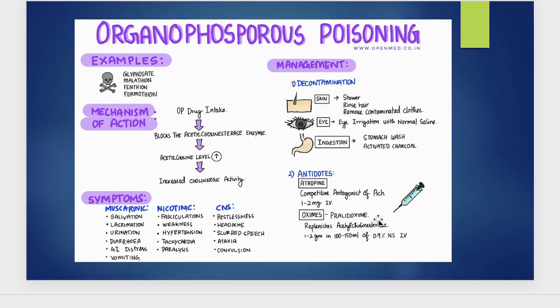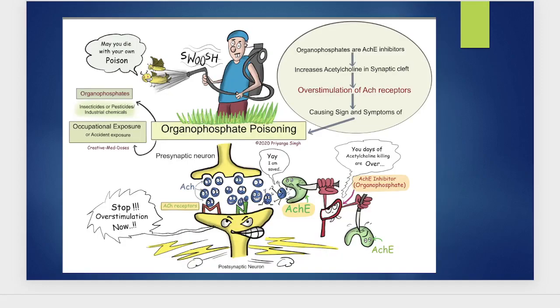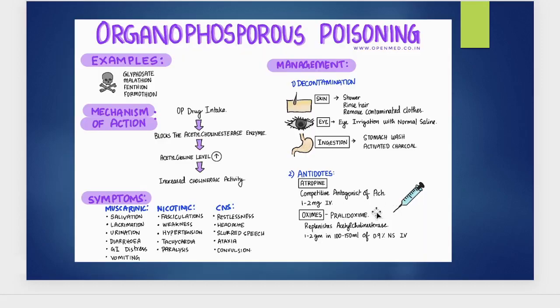So, two ways ang ating management for your organophosphate poisoning. Pwedeng magbigay tayo ng competitive antagonist of your acetylcholine, atropine, and your pralidoxime, which will replenish your acetylcholinesterase. Okay? Please take note of these two drugs or antidotes.